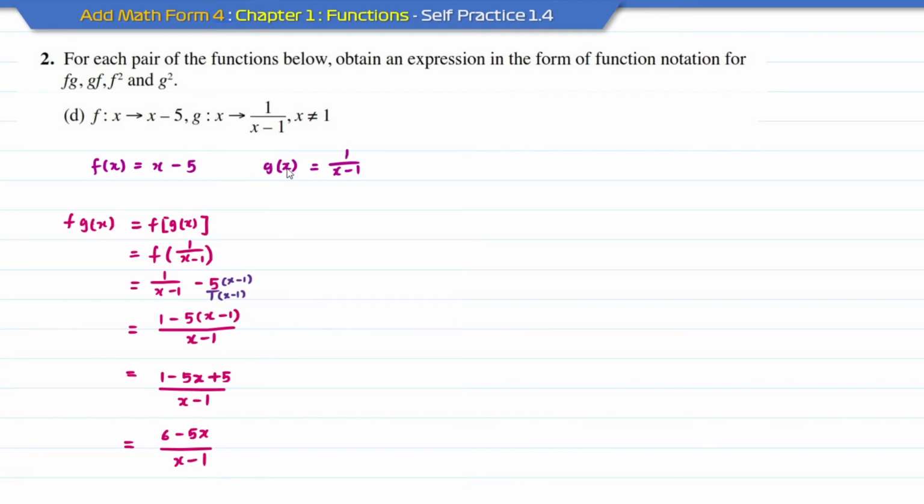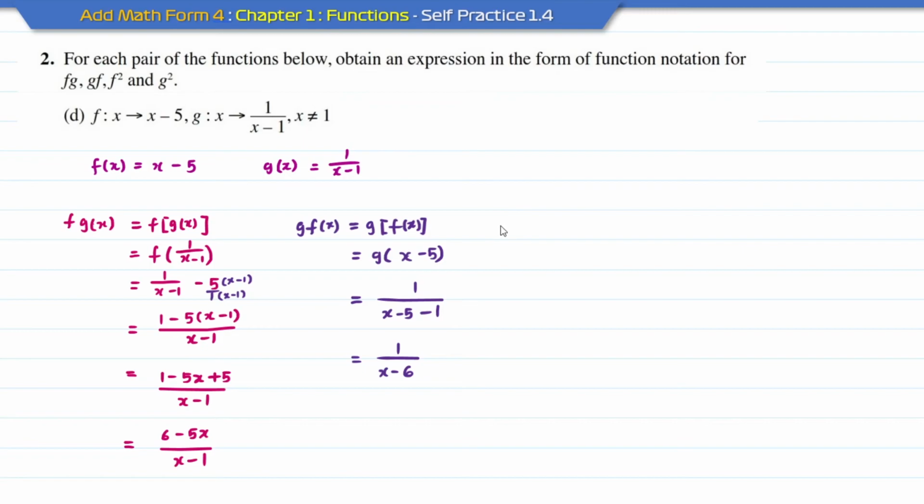And for the composite function of gf(x), which means we're going to insert the function f into the function g. The function f is x minus 5. So x minus 5 is the one that we're going to insert into the x in our function g. So it will become 1 over x minus 5 minus 1, you're going to get minus 6. So 1 over x minus 6 is the composite function for gf.